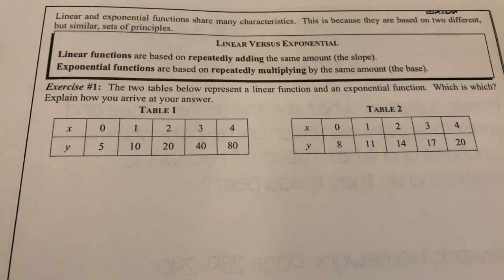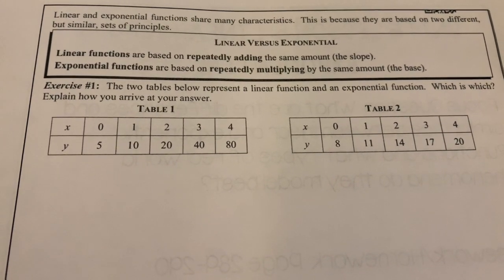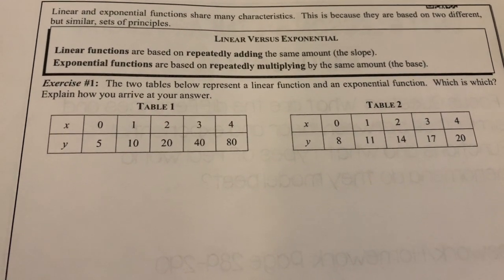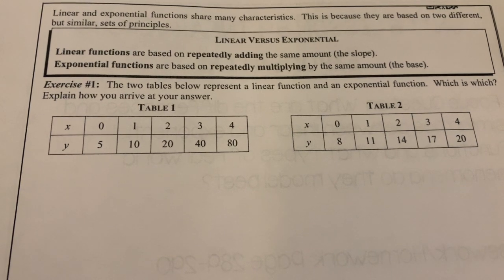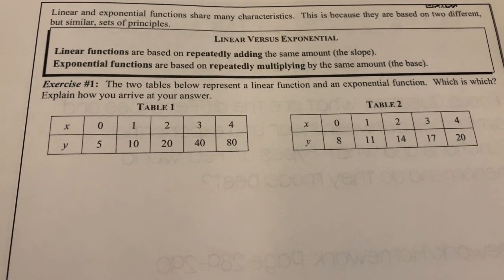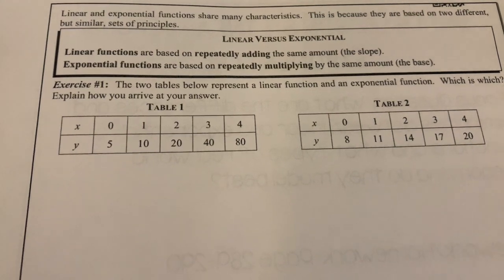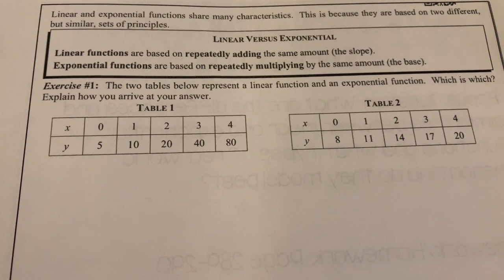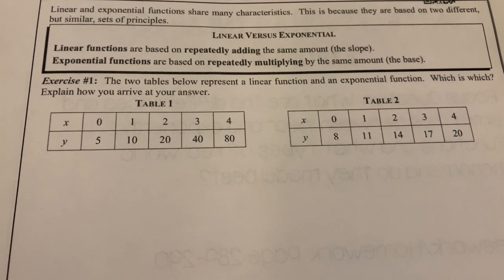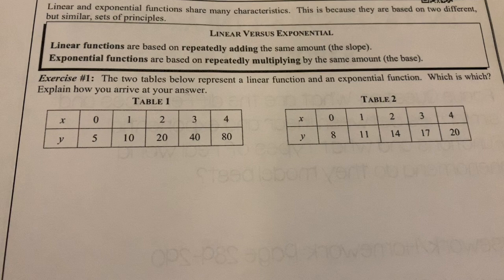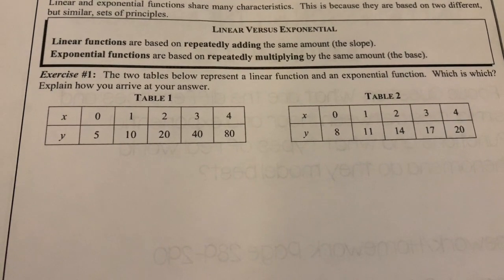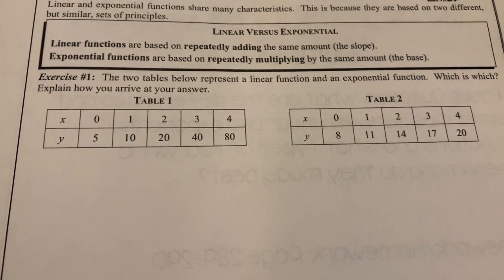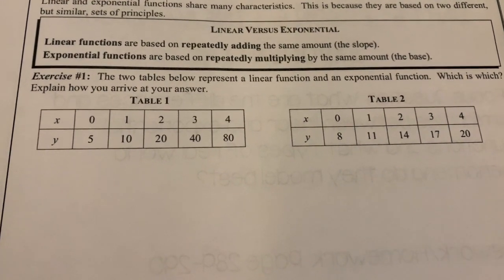Linear and exponential functions share some characteristics, and that's because they're based on two different but similar sets of principles. The first is that a linear function is based on repeatedly adding the same amount. That's your slope, right? So your rate of change is constantly increasing or decreasing at the same rate. Exponential functions are based on repeatedly multiplying the same amount. So that would be your base in your function. You're either multiplying by a whole number or multiplying by a fraction, right?